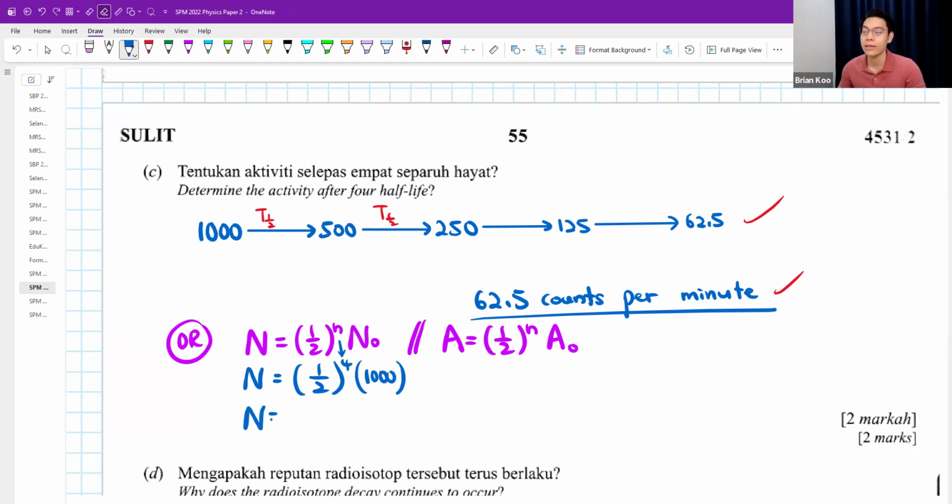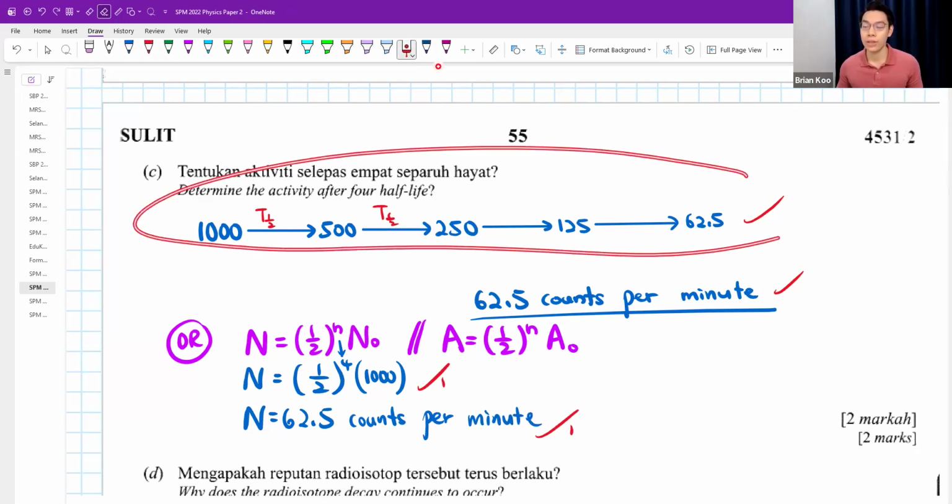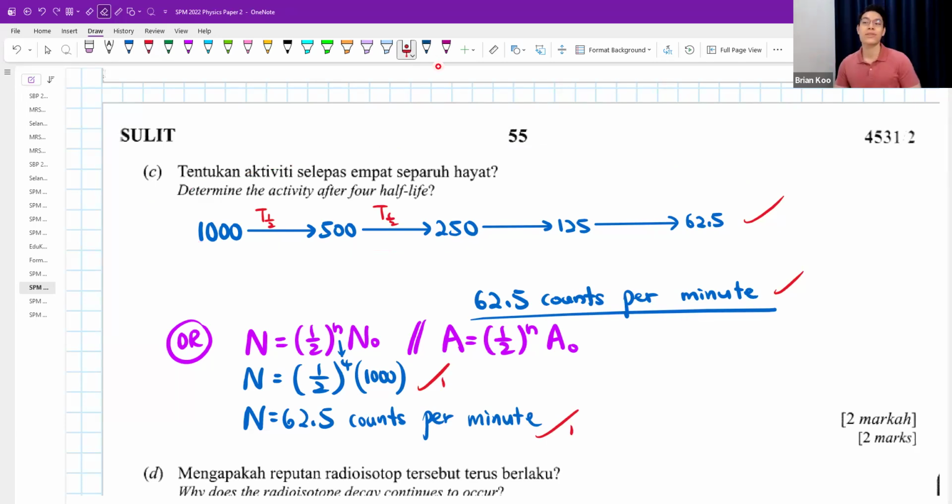You type in your calculator. You're going to get the same answer, 62.5 counts per minute. Okay, you get 1 mark, 1 mark. Either one is fine. To me, I think this is easier. You just draw arrow only. If it's just 4, you just arrow 4 times. Done. This is the answer.